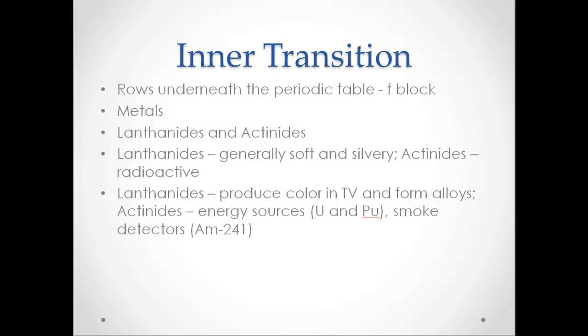We use these things for all sorts of stuff. We use them in TVs. We use them to make alloys, which are just mixtures of metals to make them stronger, usually, or sometimes softer, depending on the purpose. And then the actinides, because they're radioactive, we use them for all sorts of things.